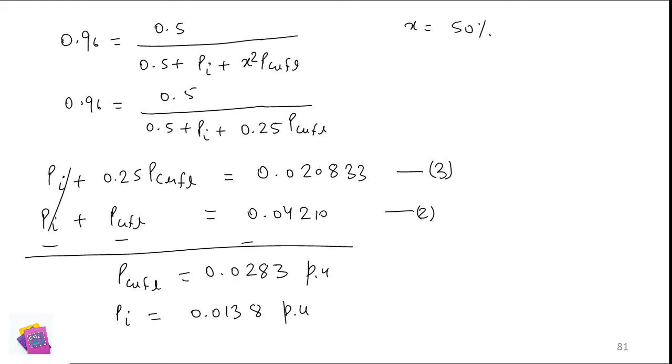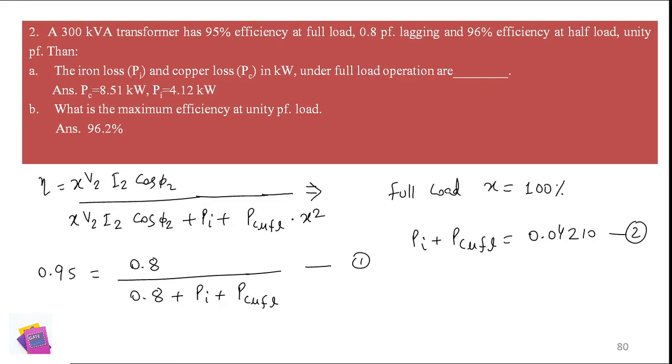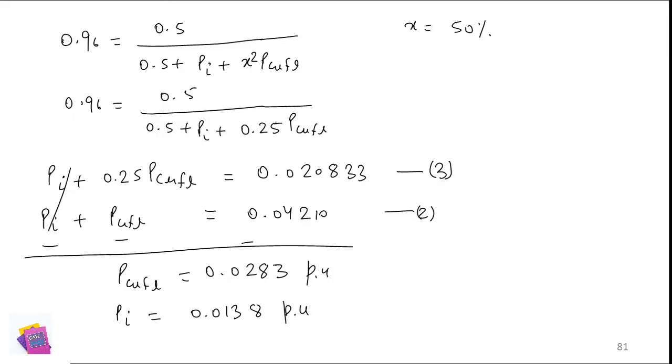Okay. Now in the numerical, what is asked? He is asking for the iron loss, PI, and copper losses in kilowatt. In kilowatt, how to convert? You know, the answer is in per unit. The actual value is calculated as per unit value into base value. You know the base value is given to you, 300 kVA. It is the base value. Okay. So how to calculate the actual value?